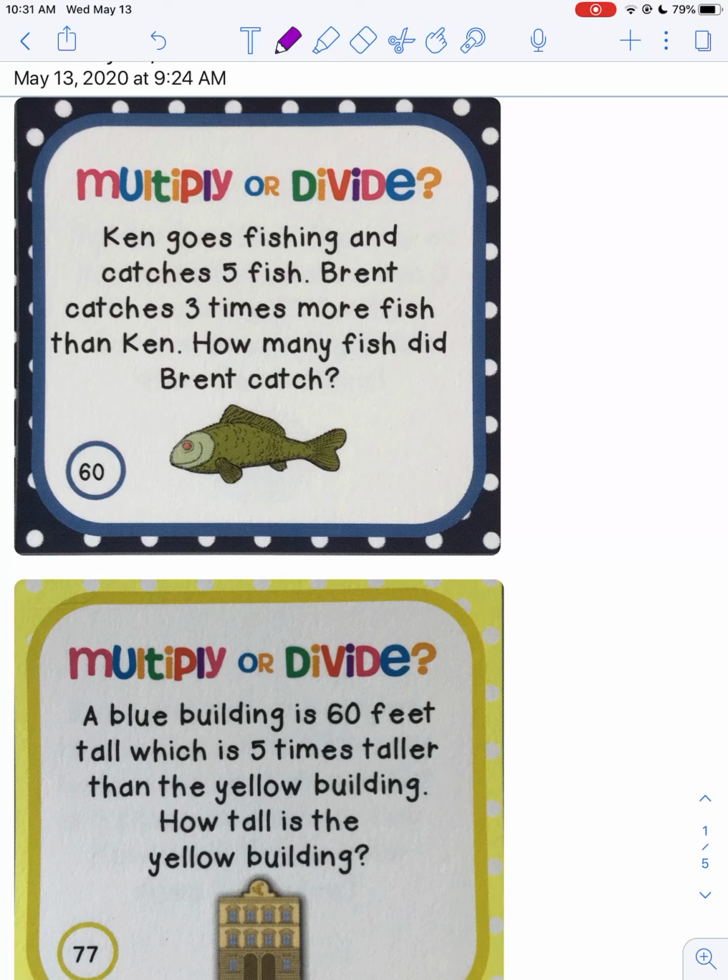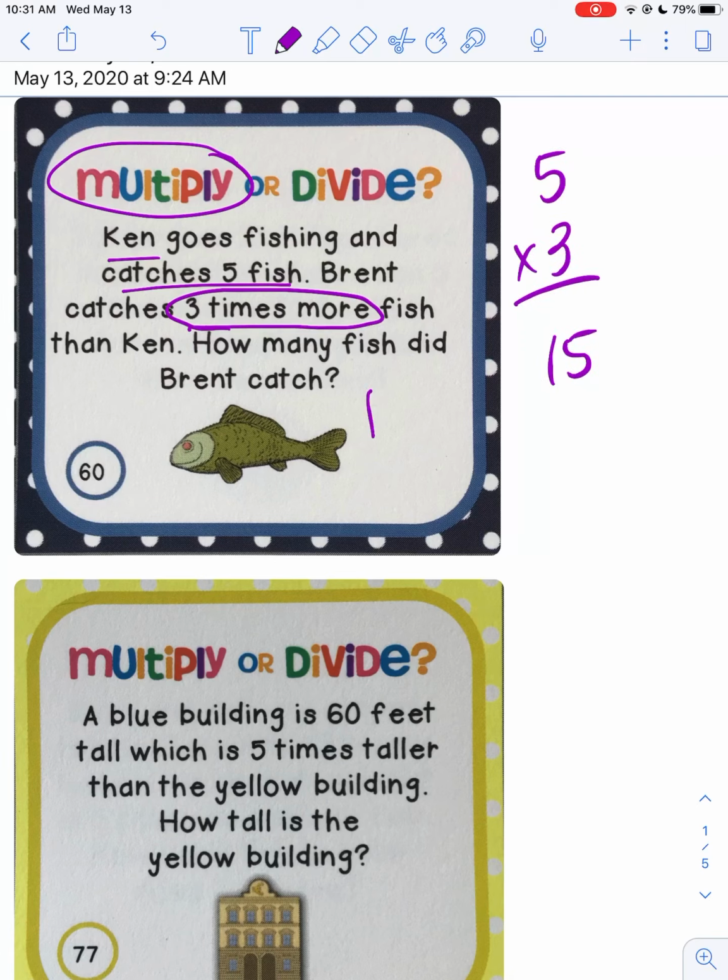When we're solving a question like this, we need to always ask ourselves, what are we starting with? What do we know? Well, we know that Ken catches 5 fish. And then we know that Brent catches 3 times more than Ken. If we're looking for how many Brent caught and it's more, will we multiply or divide? To get more, we're going to have to multiply. 5 times 3. That's 5, 10, 15. So Brent caught 15 fish. That makes sense because 5 times 3 is 15, and that's 3 times more than 5.